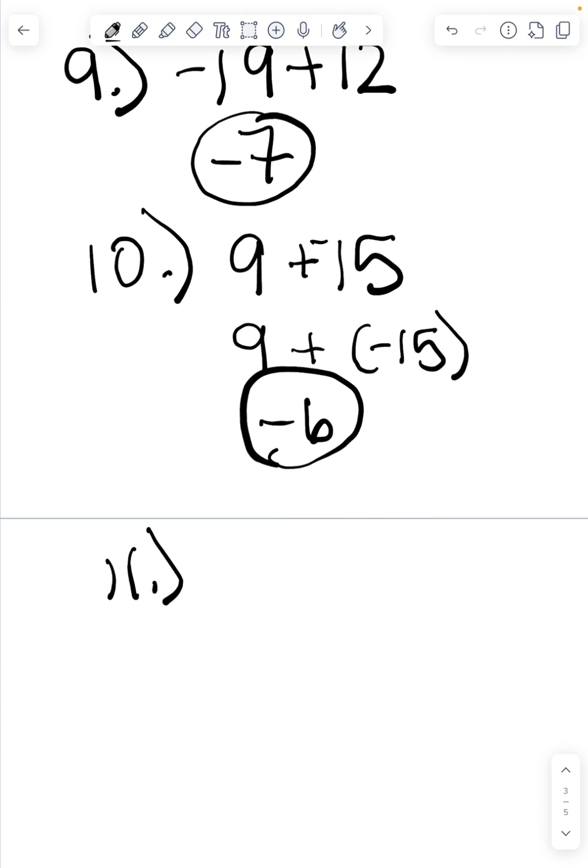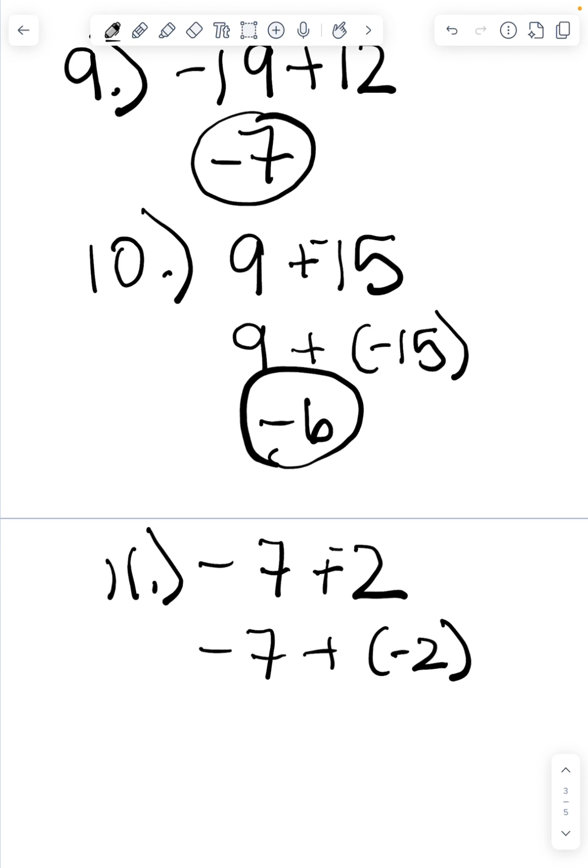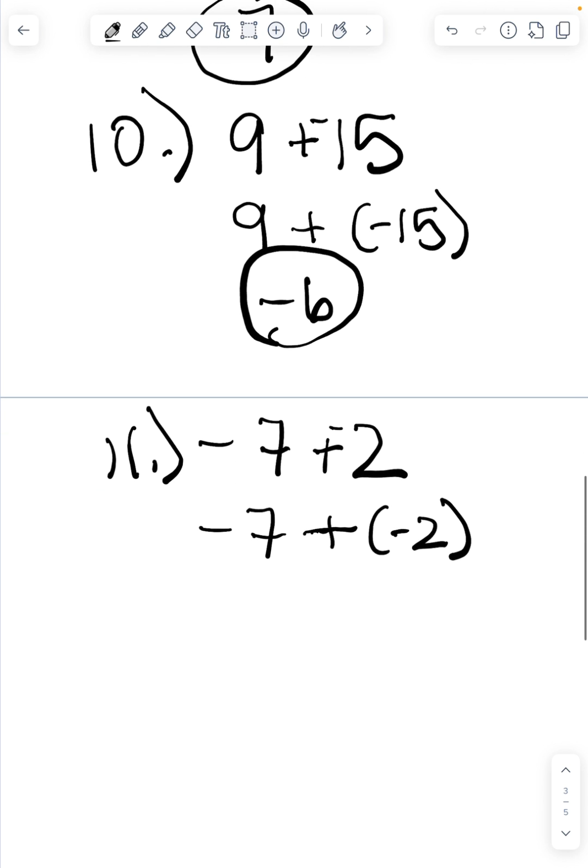Number 11, -7 minus 2. Here again, we've got subtraction. So you can go ahead and add the opposite, rewrite if it helps. That means we are adding 2 integers that have the same sign, so you're going to add the numbers and you're going to keep the sign.